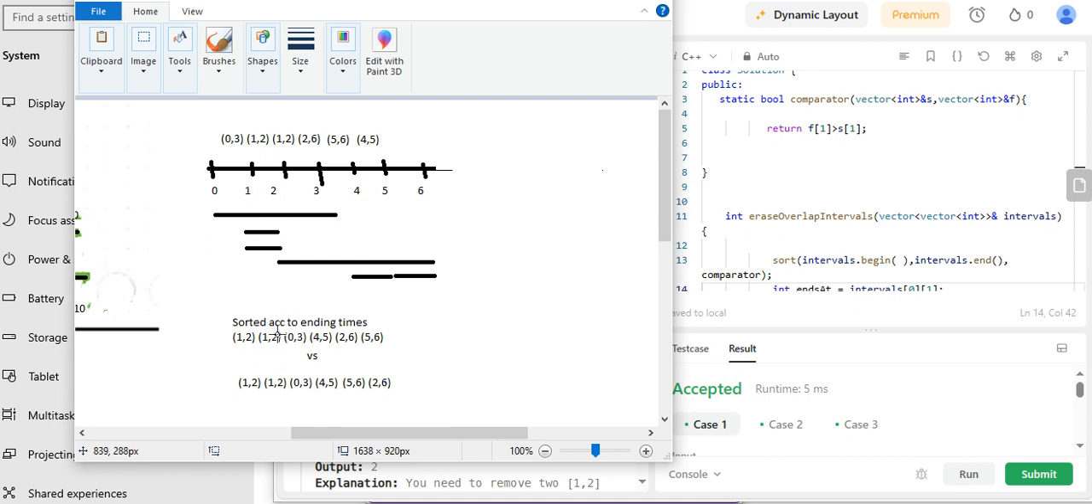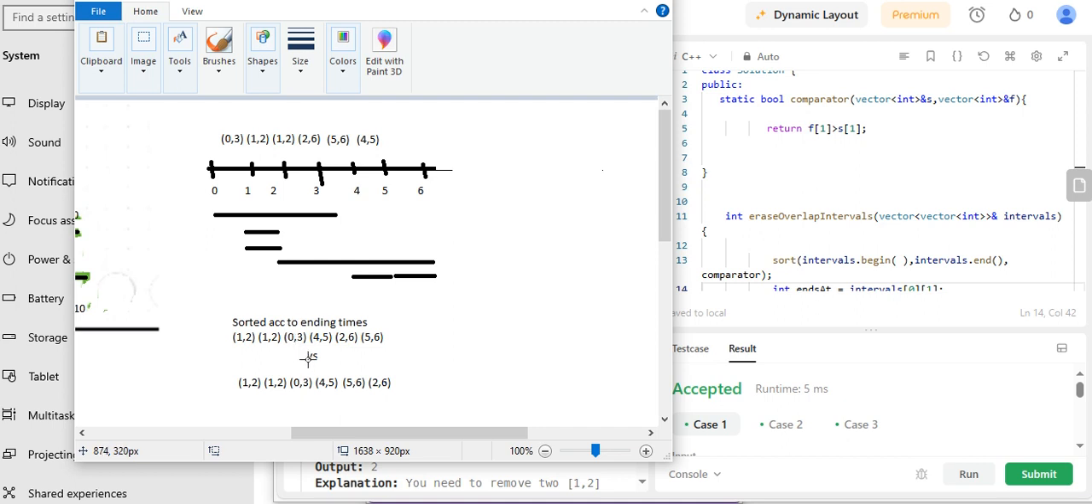That means what? This interval, this start time, it starts before my end time. So the start time of my second interval starts before my end time of my first one. So in that case, what does that signify? That it's definitely overlapping. So I will not consider the second one. I would not consider the second one.